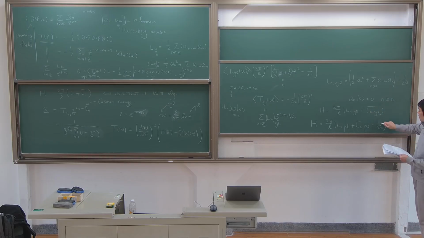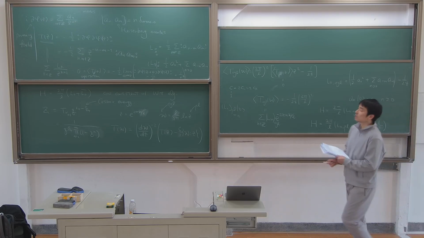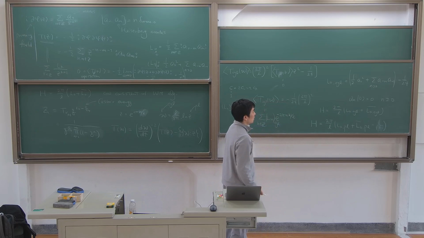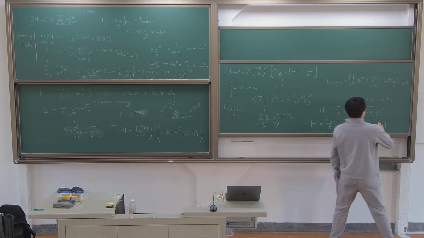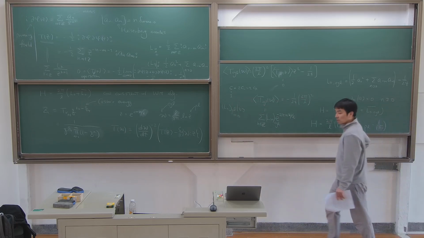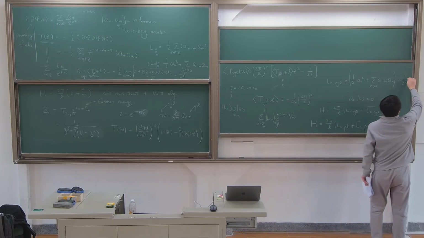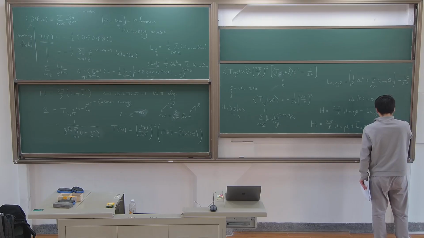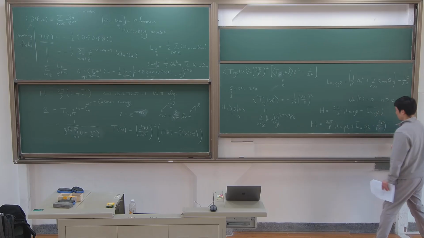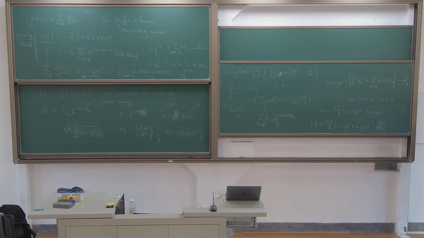Actually, in this case, 1 over 24 because of this guy. Sorry, not 24, 12. In general, this becomes the central charge. The central charge becomes c like this.